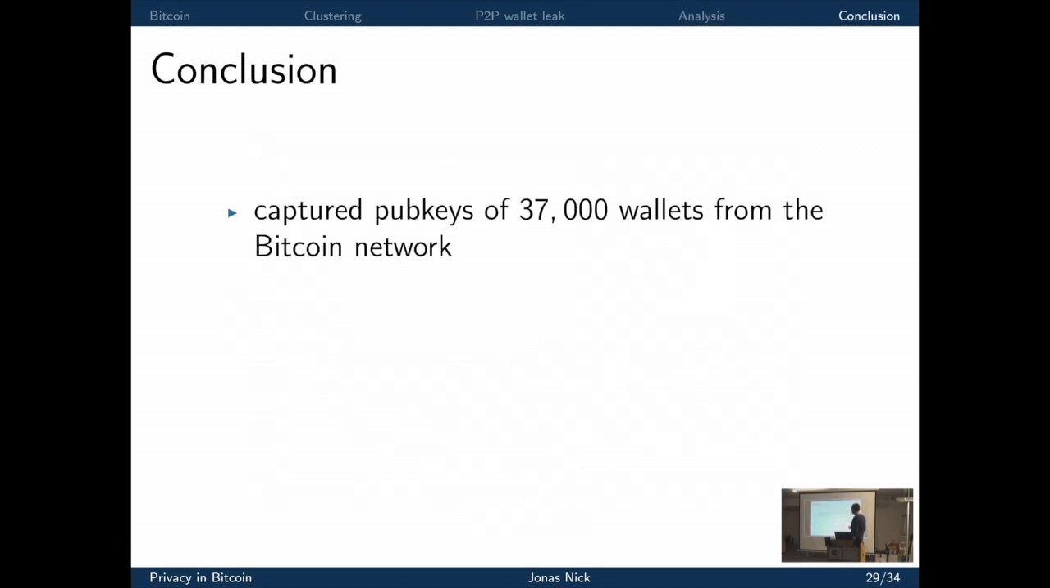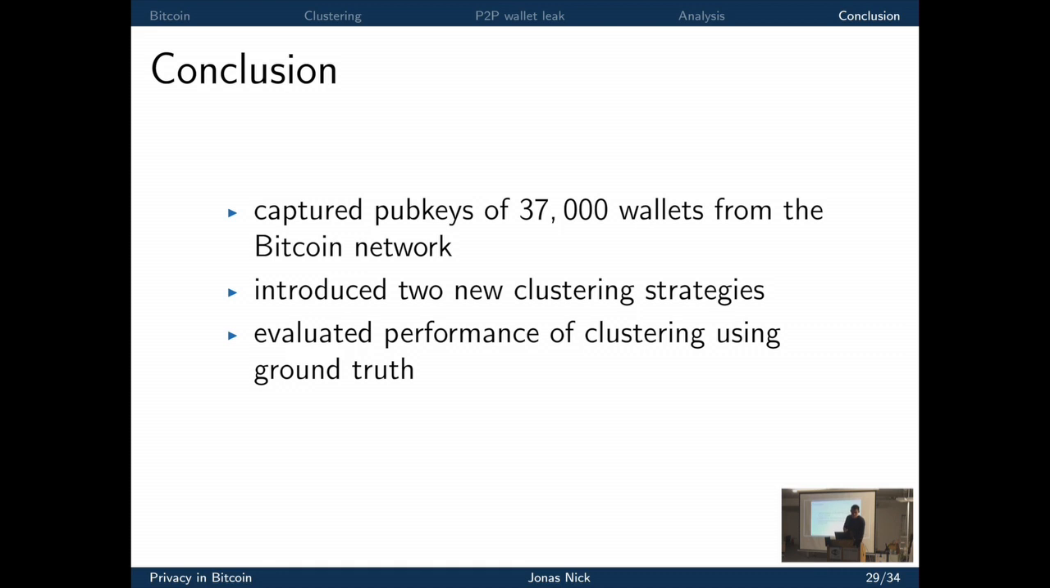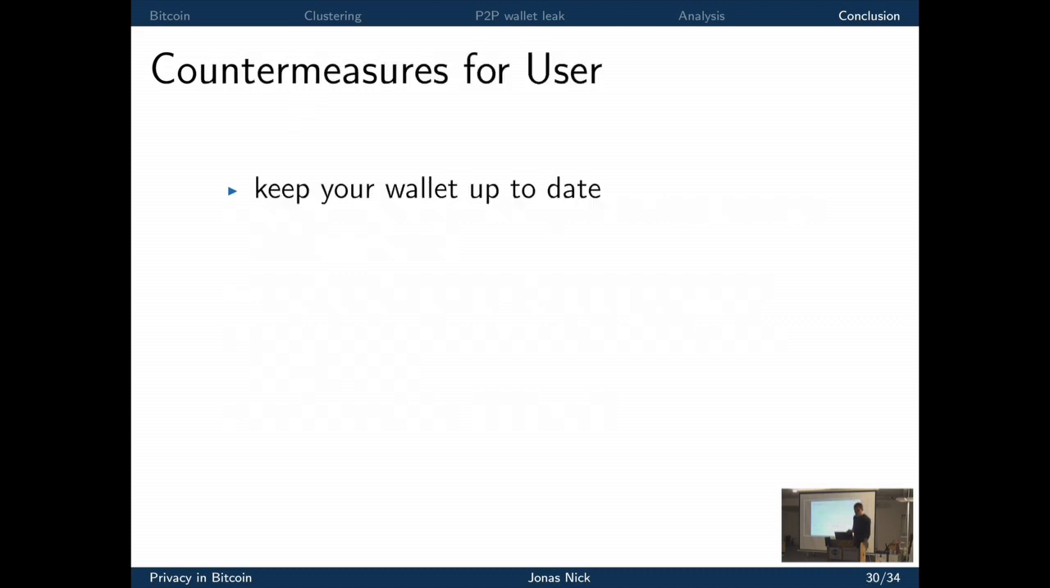In conclusion, we captured the public keys of 37,000 wallets from the Bitcoin network. We introduced two new clustering strategies. We evaluated the performance using the ground truth, and on modern wallets you will have a 70% recall. This means that if you give me one pub key, then I will find 70% of your wallet on average. So now, a few countermeasures.